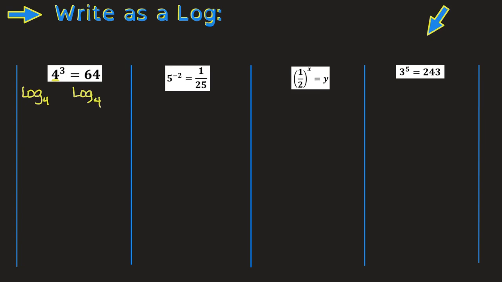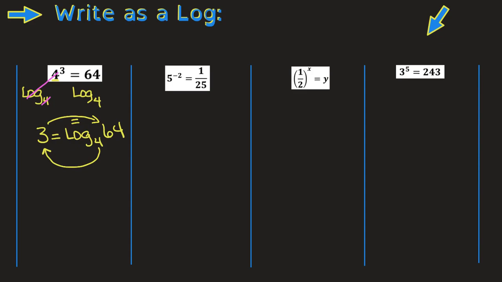And then the next thing would be that the log base 4 and the base 4 from the exponential part cancel. Now I'm left with 3 equals log base 4 of 64, which tells me 4 to the third power equals 64. All right, the next example.